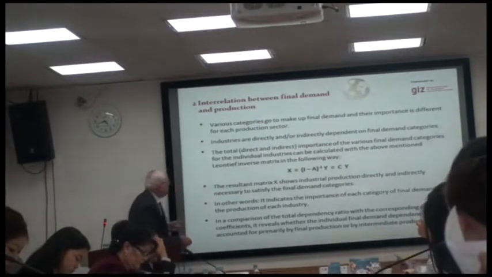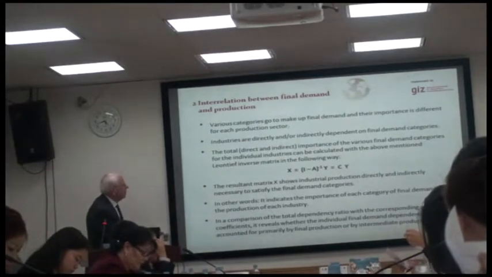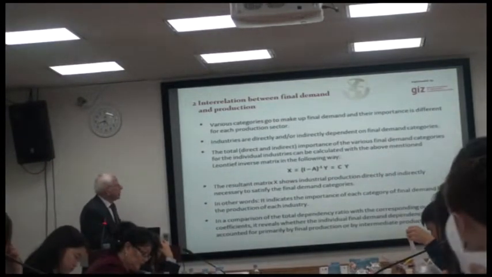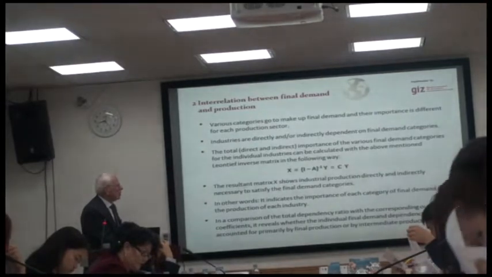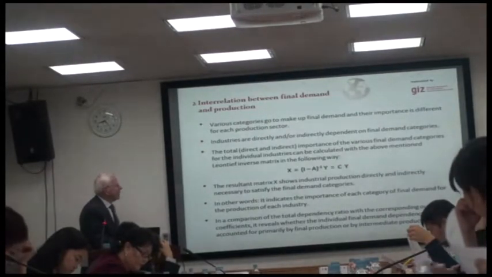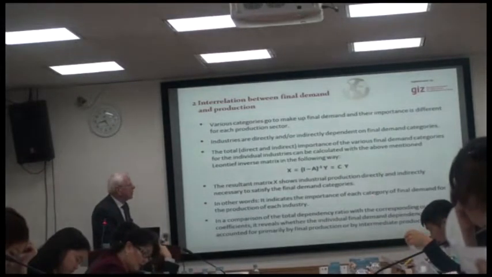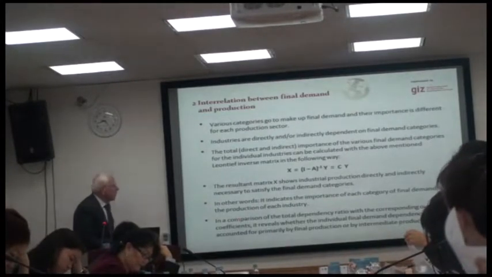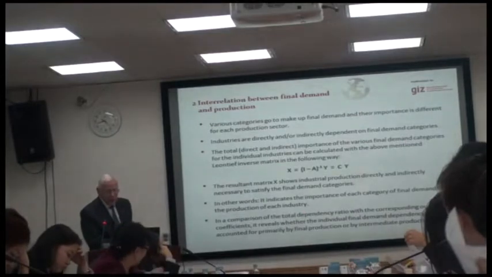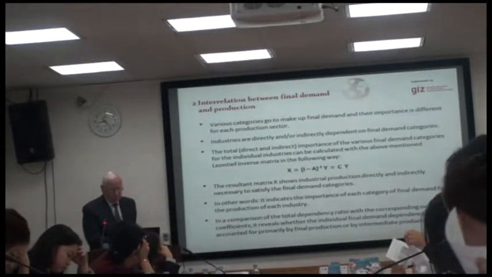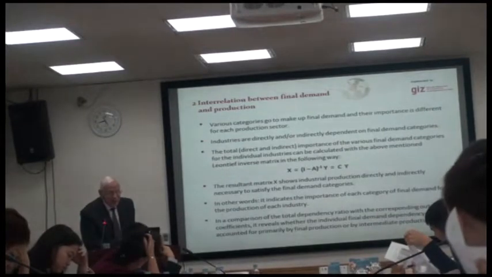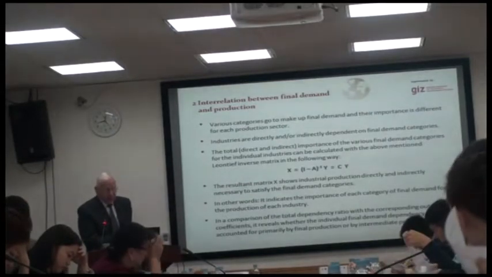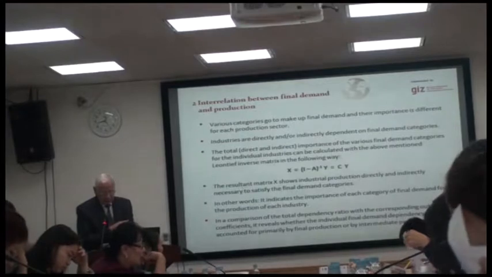So the resultant matrix X shows you the industrial production directly and indirectly necessary to satisfy the final demand categories Y. In other words, it indicates the importance of each category of final demand for the production of each industry. In comparison of the total dependency ratio with the corresponding output coefficients we have seen, it reveals whether the individual final demand dependency is accounted for primarily by final production or by intermediate production.